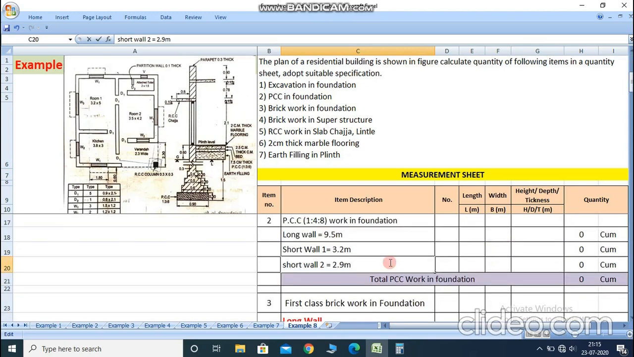So a second time we are not required to calculate. So directly we put the value. So here the number of long walls is 3. See my cursor point. So 1, 2 and 3. So these 3 are the number of walls. Length is 9.5. Here the width of the PCC is 0.9 meter.